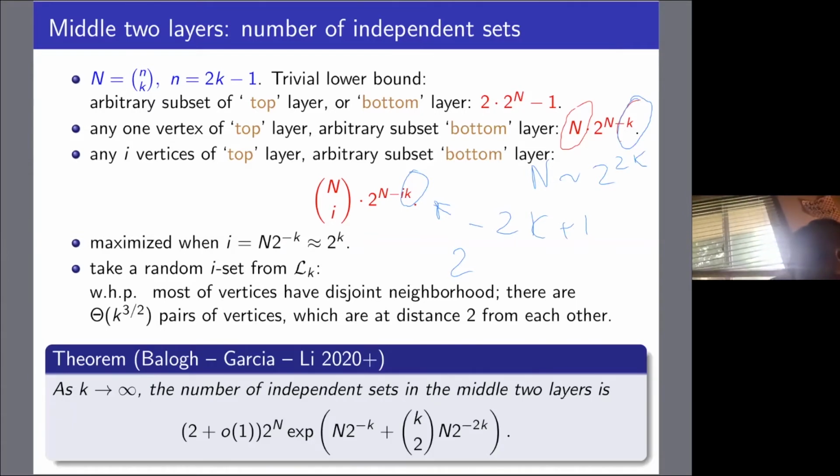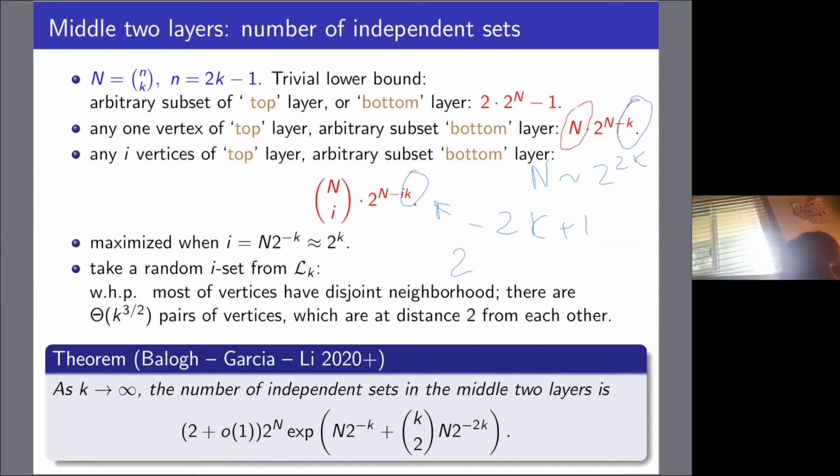And the main result of this talk is that with Garcia and Li, we proved that this way of counting independent sets is actually asymptotically sharp.